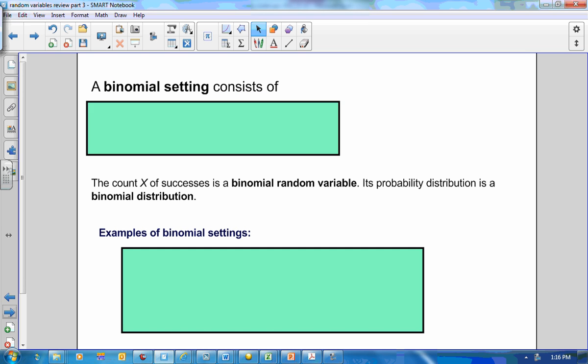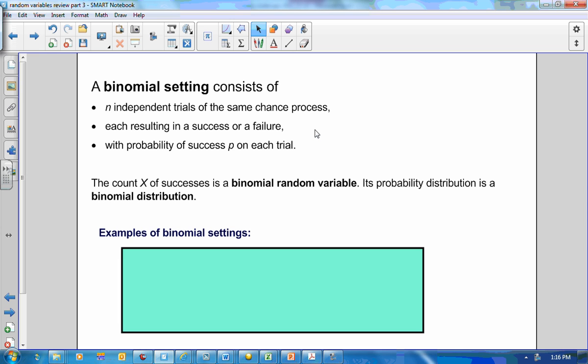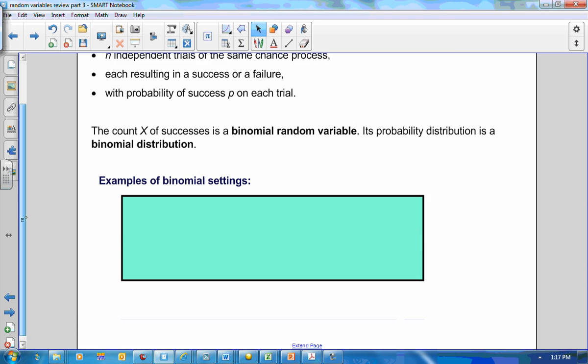So a binomial setting consists of n independent trials of the same chance process. Think about flipping a coin 100 times or rolling a die 20 times, each resulting in a success or a failure with probability of success p on each trial. The count, x, of successes is a binomial random variable. Its distribution is called a binomial distribution.